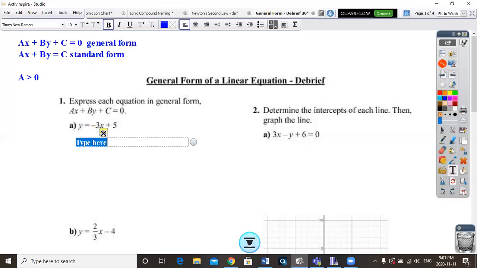we've got y equals negative 3x plus 5. We're going to move the negative 3x. We're going to add 3x to both sides. And we're going to subtract 5. So what we should get underneath is something like this: 3x plus y, because the y is already there, minus 5 equals 0. And that would be the general form. Pretty straightforward. Okay, but that's a good first example.